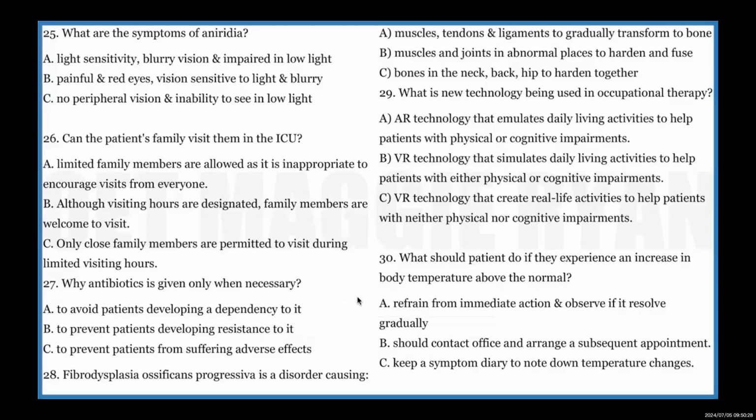Now look at question 29. You hear a conversation in which two occupational therapists are talking about a new technology in their healthcare profession. Now read the question.